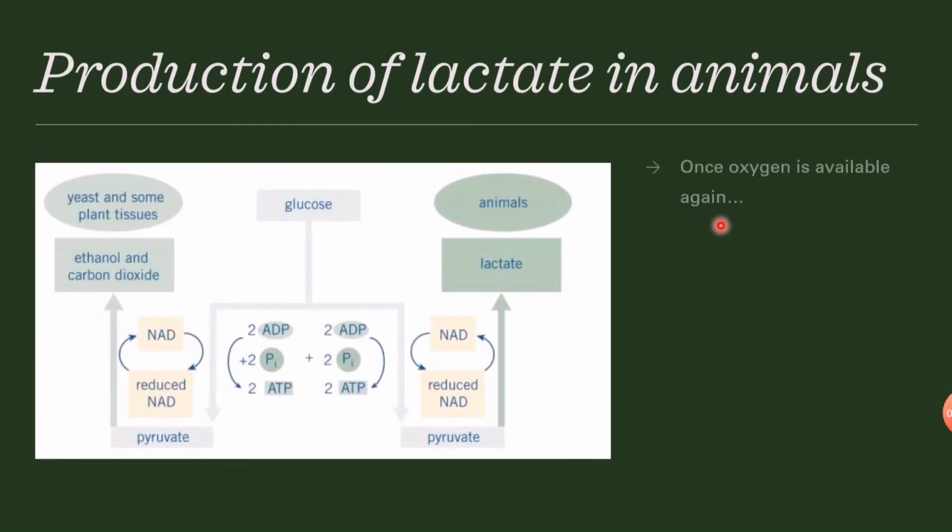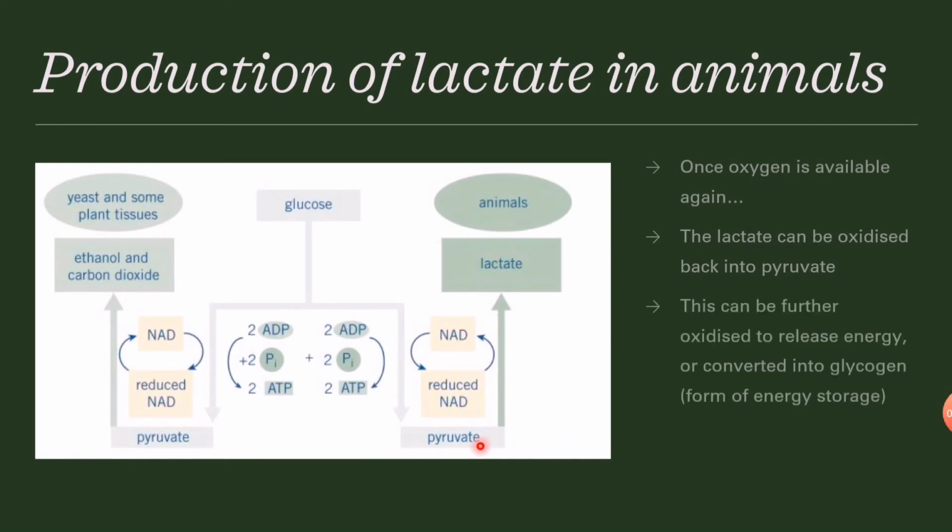Once oxygen is available again, the lactate that we have produced by reducing our pyruvate can be oxidized back into pyruvate. So once oxygen is available, we can oxidize our lactate back into pyruvate. This pyruvate can then be further oxidized to release energy, or it can be converted into glycogen, and this is a form of energy storage.